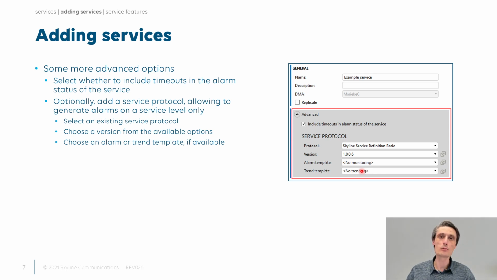In an example, I will first create a basic service, show you how it looks, and then I will enhance it by attaching a service definition to it. Then we call it an enhanced service, and then it can also generate alarms on a service level while there are no alarms on the elements included in it. I'll show you how that works.